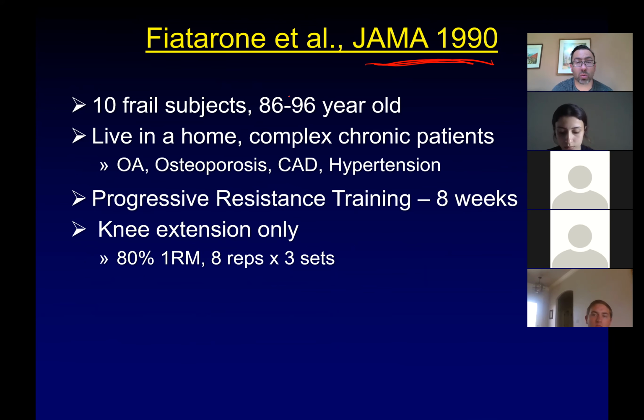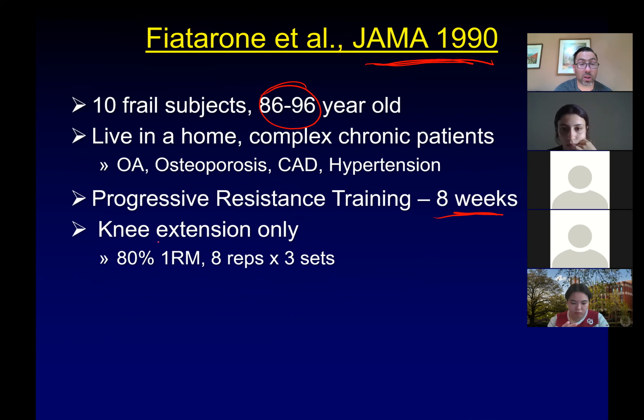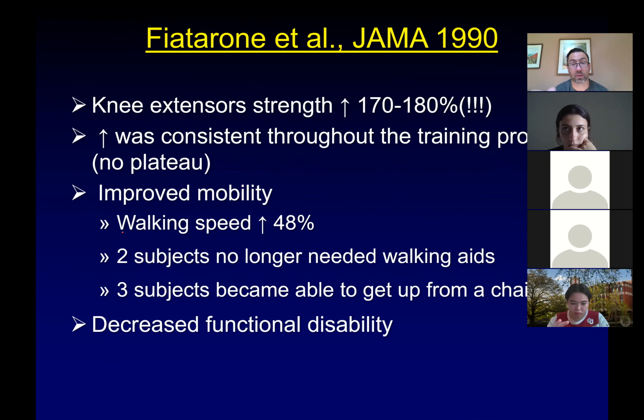But they took people that were between like 85 and 95 years old. They're these old, frail people. They lived in a nursing home. Okay. They all had osteoarthritis, osteoporosis, coronary artery disease, hypertension, all of these secondary chronic diseases. They did 8 weeks of training in them. Okay. And they did them only doing knee extension, but they worked at about 80% of their 1 rep max. And they found these really, really profound effects. Their knee extensor strength went up somewhere between 150 and 200%.